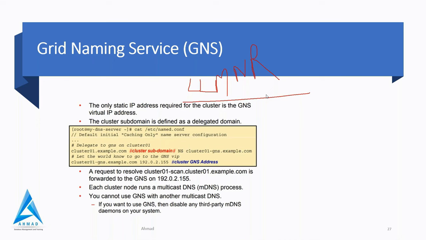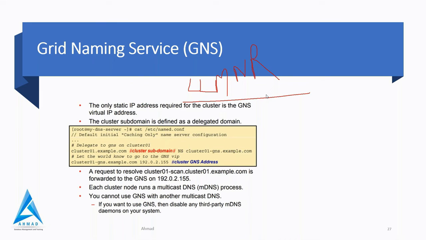Queries to the cluster are sent to the GNS listener on the GNS virtual IP addresses. When a request comes to the domain, GNS resolves it using its internal MDNS and responds to the query. So MDNS will resolve the naming things in GNS. Clear? So this is the interview question.